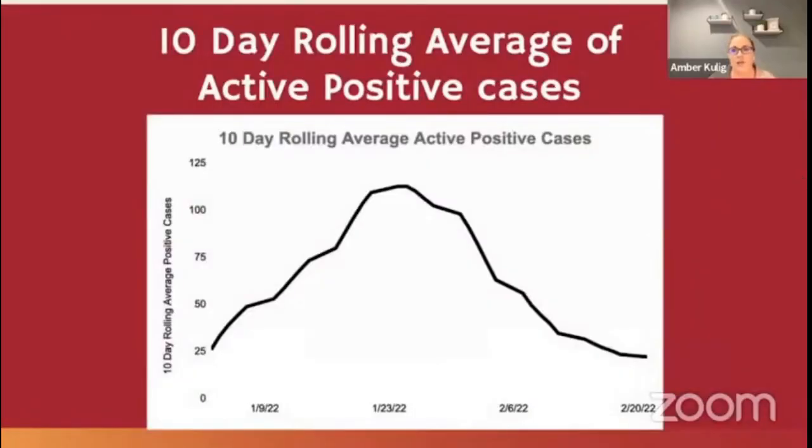So here again are the graphs that I showed at the last meeting. This is our 10-day rolling average of active positive cases in the district. Again, you're seeing that trend decreasing. As our daily cases are down and our count is down, we're going to continue to see that graph go down as well. Even looking at today, we only had 15 active cases within the district. So the numbers are definitely going in the right direction for us.